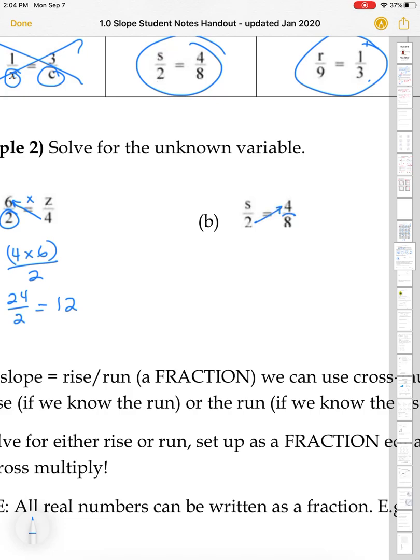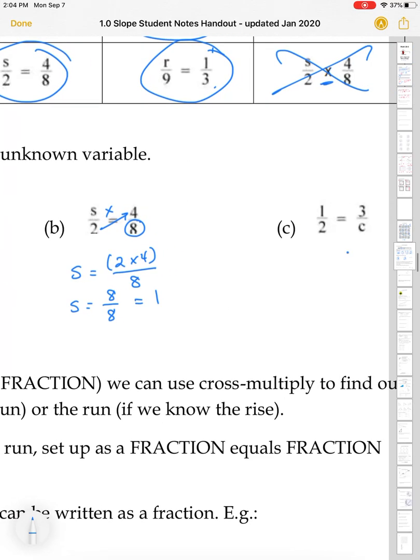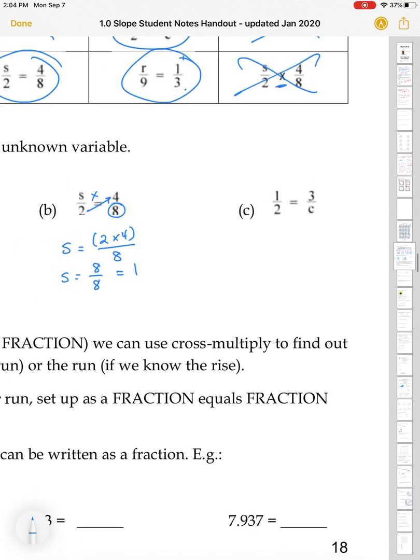So here, solving for s, I'm going to multiply across and divide by the remaining number. Okay, so that means s is going to be 2 times 4 divided by 8. 2 times 4 is 8, so 8 over 8. So s equals 1. Okay, one more for practice. We multiply across and divide by the remaining number. So c will equal 2 times 3 divided by 1. So c will equal 6.